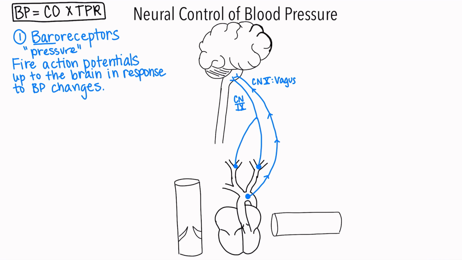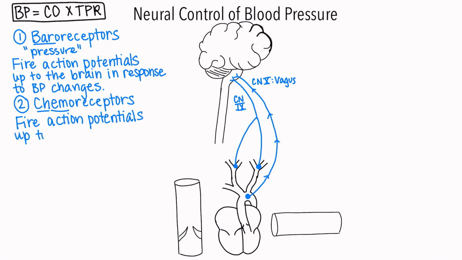We also have chemoreceptors. And these will alert the brain to changes in levels of gases such as carbon dioxide and oxygen, or increases in the amount of hydrogen ions, which means that the blood is getting too acidic and you need to move that blood faster, right? So these are chemoreceptors. Chemo meaning chemical, and they fire their action potentials up into the brain in response to changes in carbon dioxide, oxygen, or hydrogen ions.